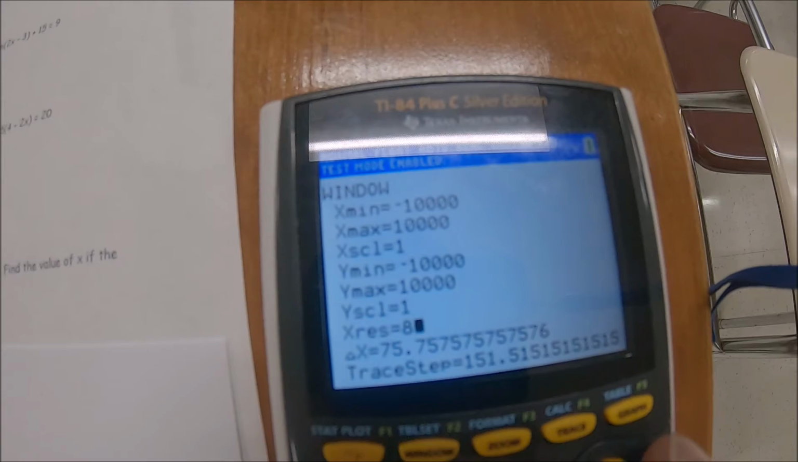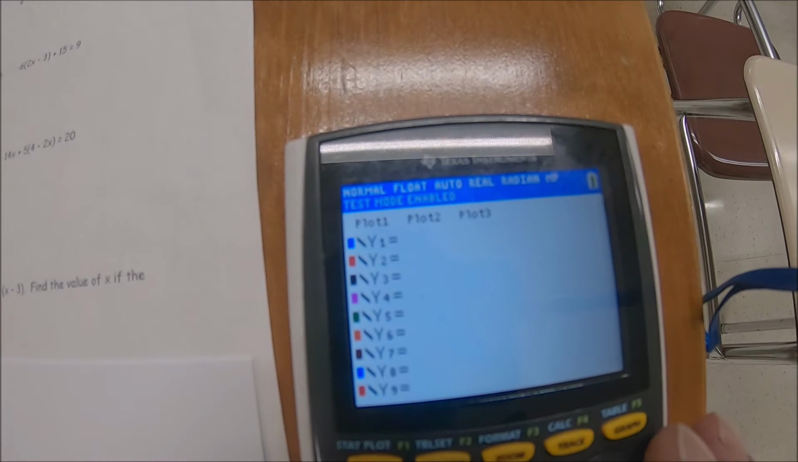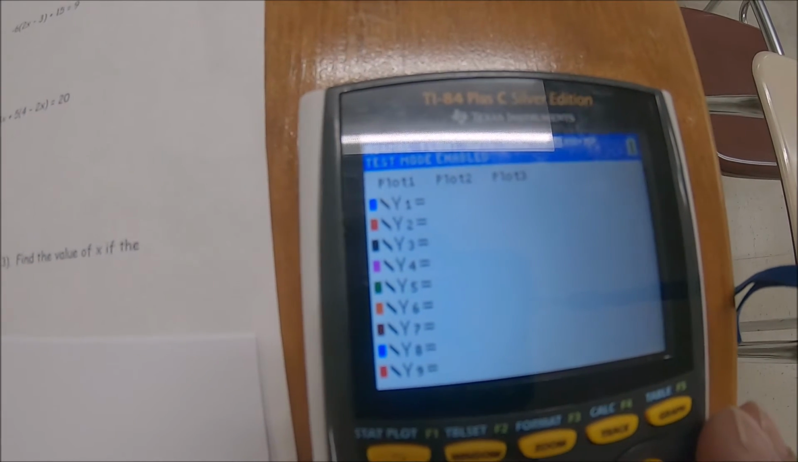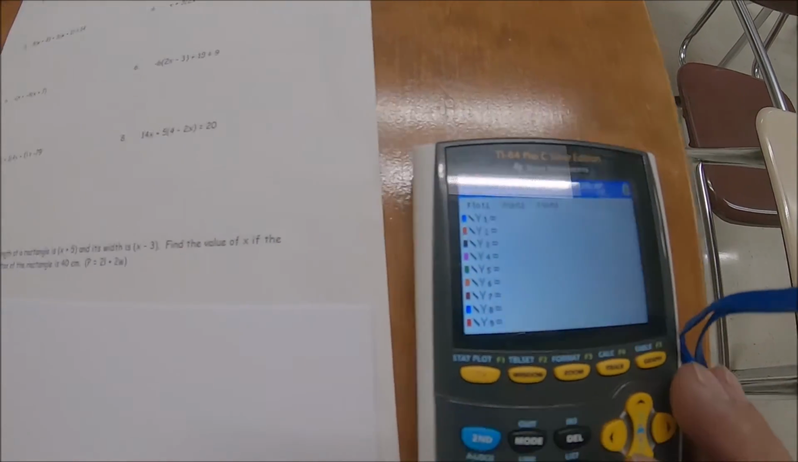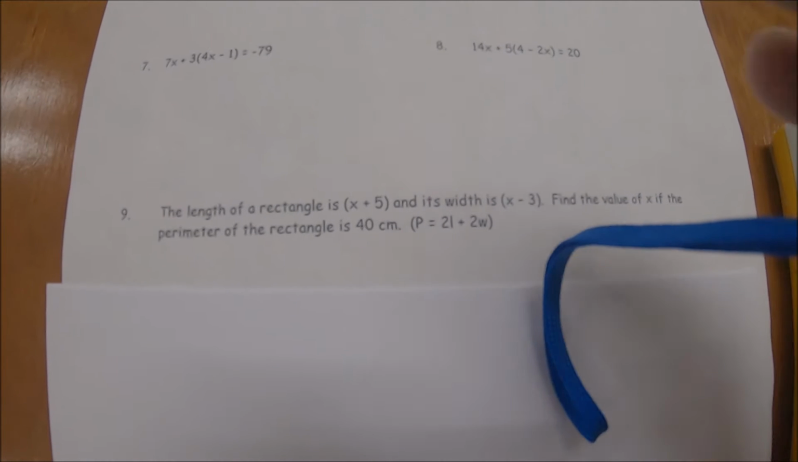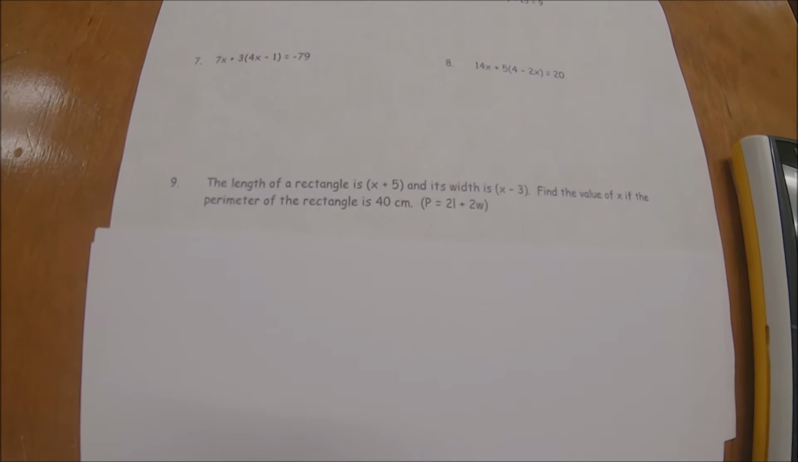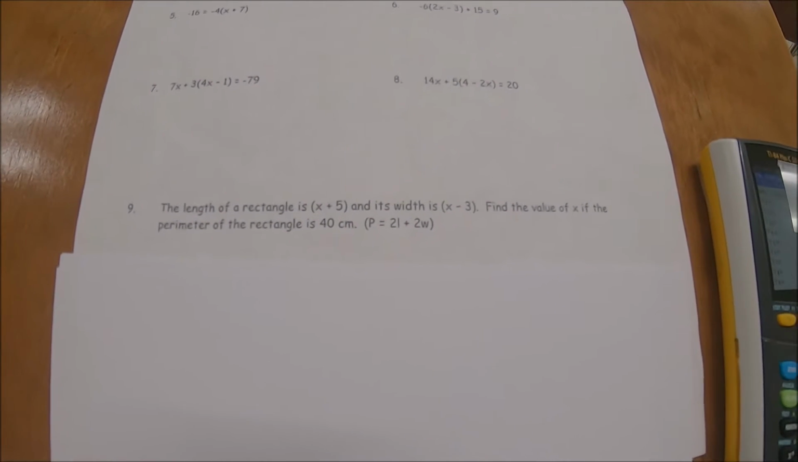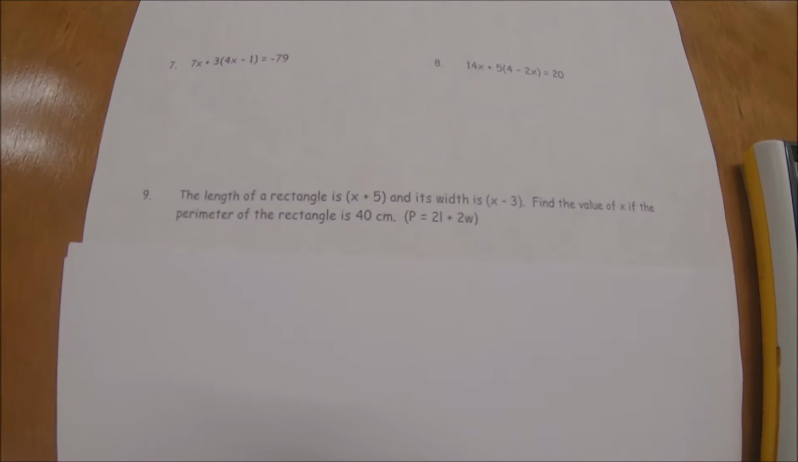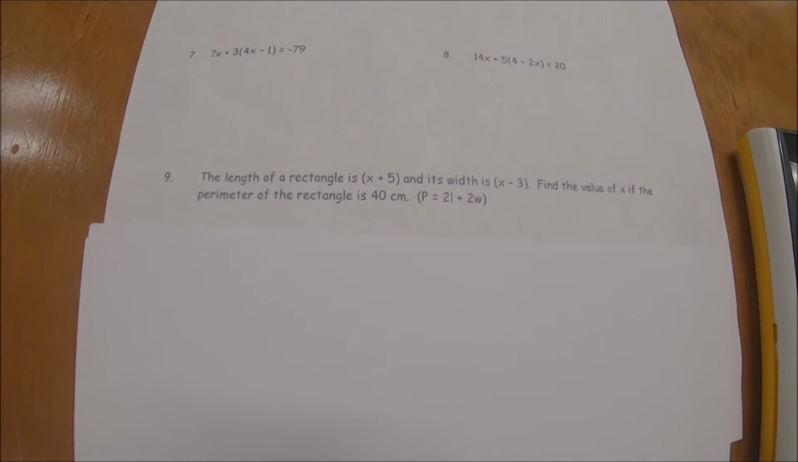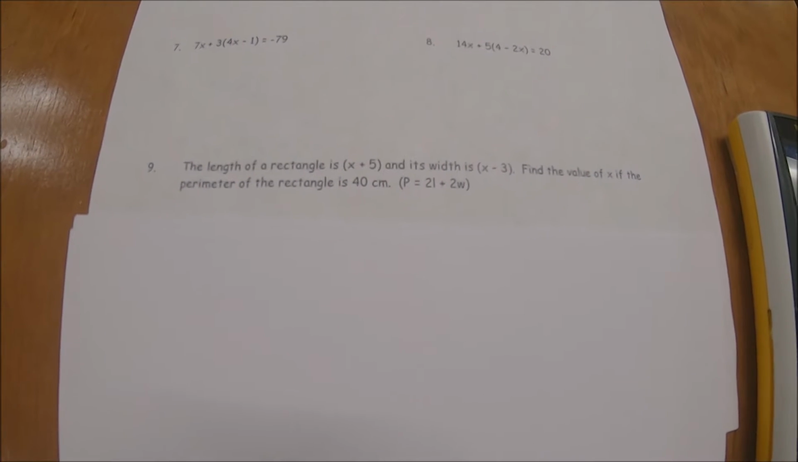So after I set my window, then I go to put in my equations. You go to Y equal, and you'll see that there's a Y1 and a Y2. Right now I'm going to show you the problem we're doing. It says the length of a rectangle is X plus 5 and its width is X minus 3. Find the value of X if the perimeter of the rectangle is 40 centimeters. And it gives you the formula for perimeter. So it says 2 times the length and 2 times the width equals your perimeter.